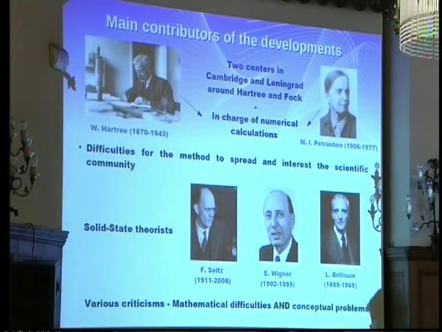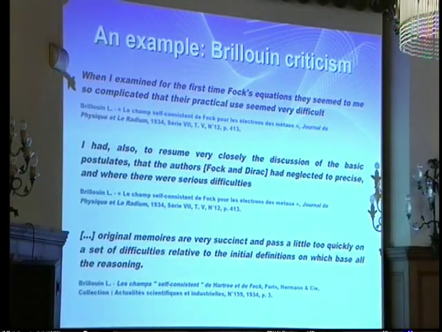For example, the French physicist Léon Brillouin was primarily dissuaded by mathematical difficulties. "When I examined for the first time Fock's equations, they seemed to me so complicated that their practical use seemed very difficult." But there is something else in Brillouin's articles. "I also had to resume very closely the discussion of the basic postulates that the authors," he was then speaking about Fock and Dirac, "had neglected to specify and where there were serious difficulties."